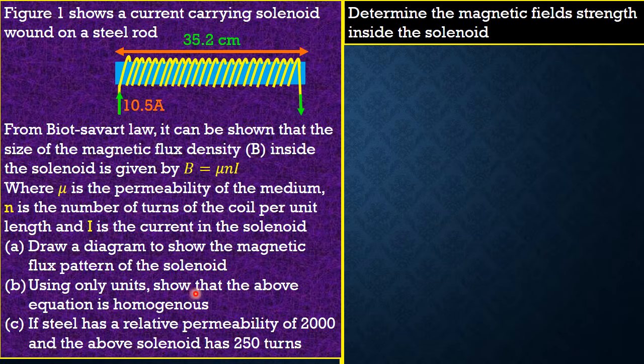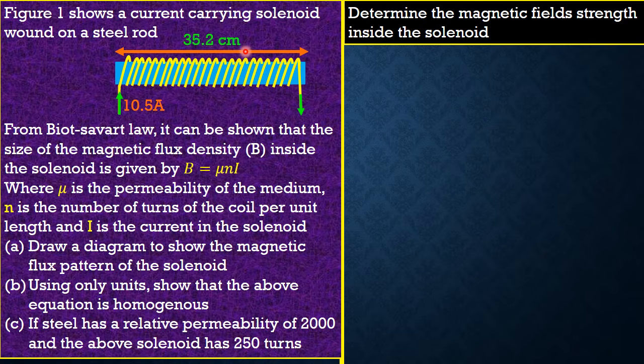(b) Using only units, show that the above equation is homogeneous, and (c) if the steel has a relative permeability of 2000 and the above solenoid has 250 turns, determine the magnetic field strength inside the solenoid. Okay guys, let's get started.